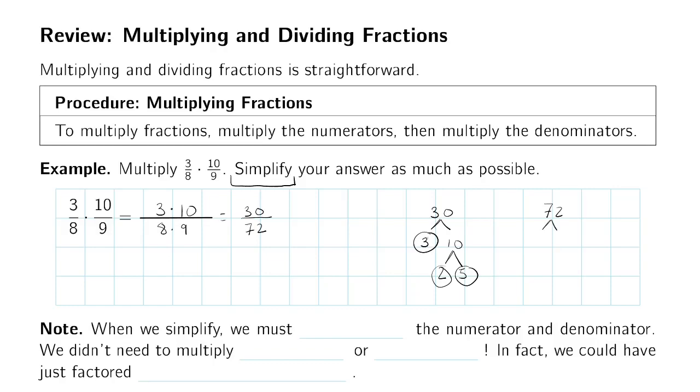72, we got that by taking 8 times 9. 8 factors as 4 times 2, with the 2 prime. 4 factors as 2 times 2. And then 9 factors as 3 times 3. And so we'll have, for our numerator, 2 times 3 times 5. In our denominator, we have 1, 2, 3 2's, and 1, 2 3's.